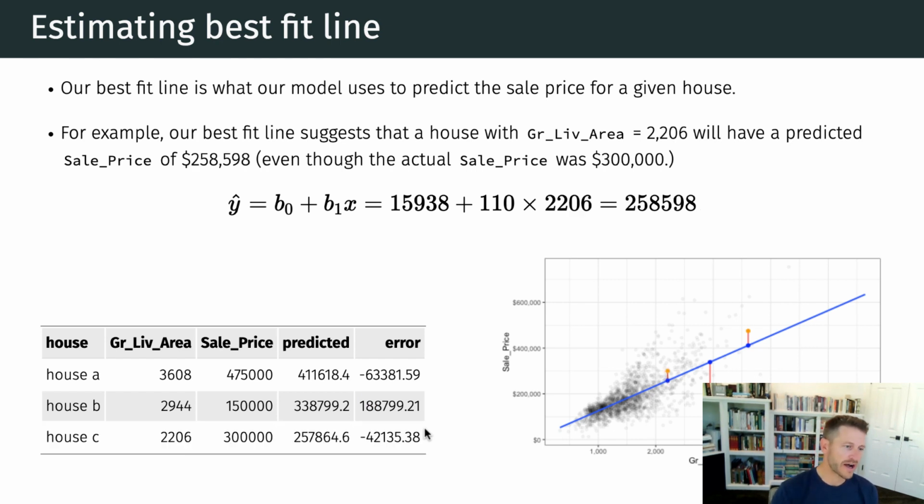If we look at a third house, this one has 2,206 square feet. Our prediction on the blue line right here is $258,000, but the actual sale price was $300,000. So we see we have another error for this home. The residual is $42,000 and change.